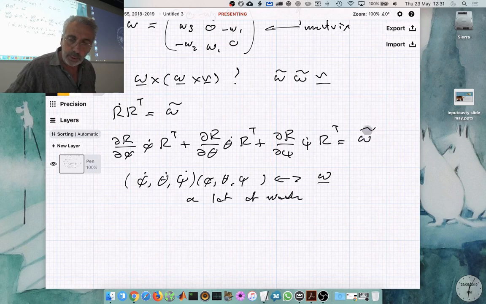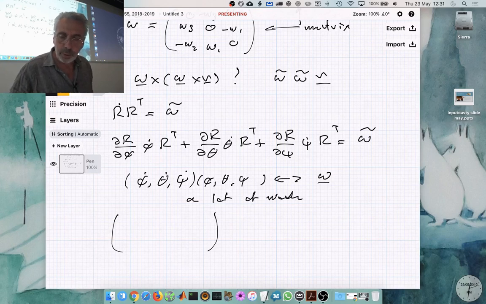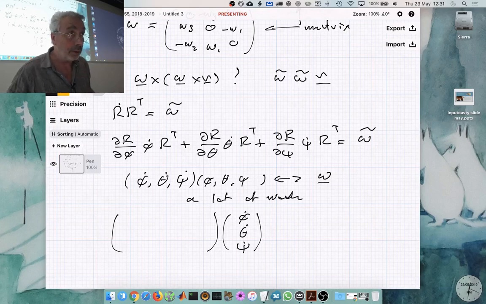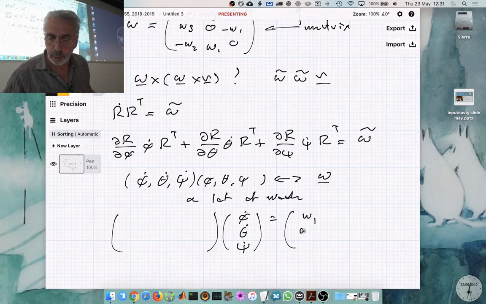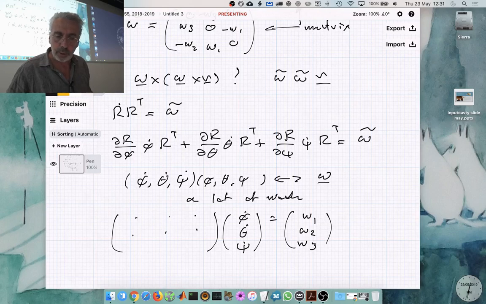I mean, here we have linear omega, here we have linear phi dot. So we should be able, in the end, to write something like this, something times phi dot, theta dot, psi dot, although there are no vectors. And I repeat, there are no vectors. But we can write this mapping, omega 1, omega 2, omega 3. And then the entries here are cosines and sines and all those kind of things. You can extract that from here.